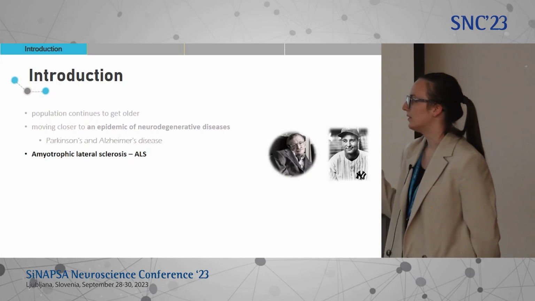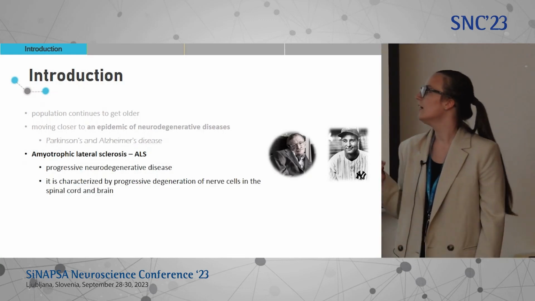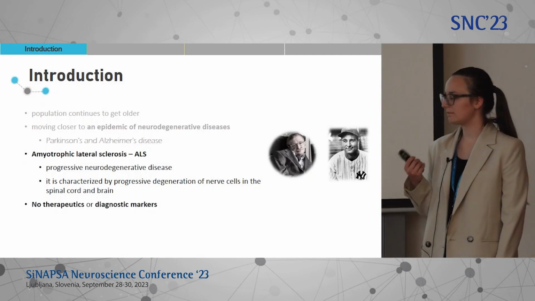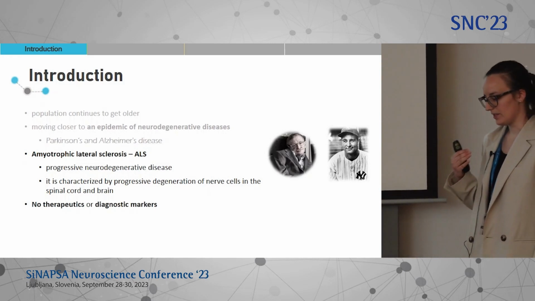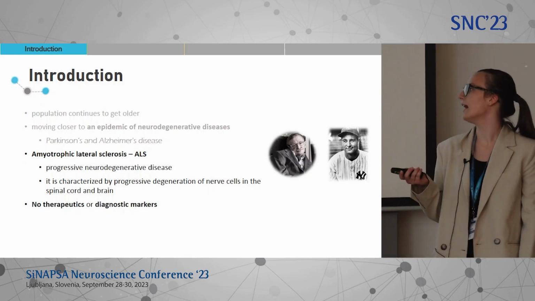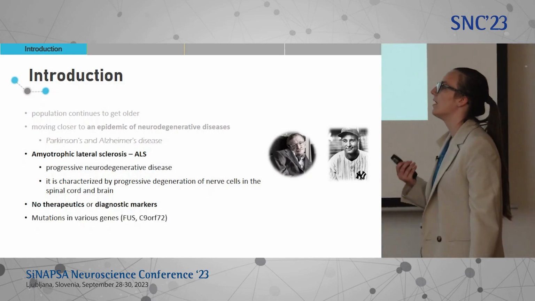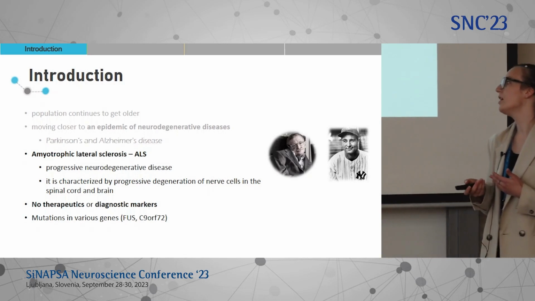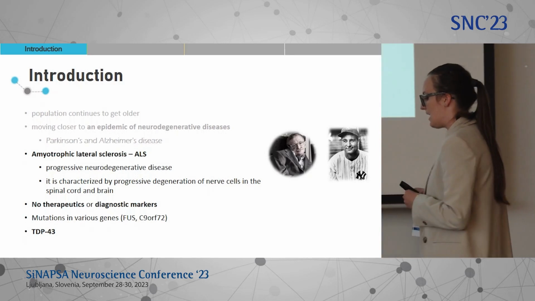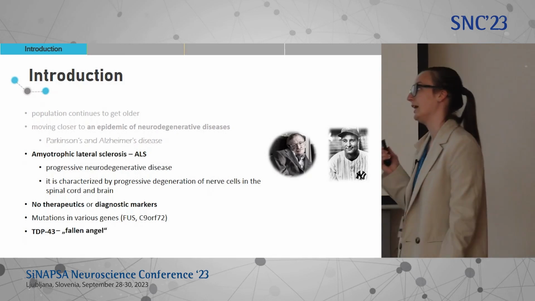You already heard a lot about this disease, but just to refresh our memory, ALS is a progressive neurodegenerative disease characterized by progressive degeneration of nerve cells in the spinal cord and brain. While research into ALS is advancing steadily, we are still lacking efficient therapeutics and early diagnostic markers. To make this problem even bigger, many mutations in various genes, such as FUS, C9orf72, and TDP-43, cause ALS. Now we will shift our focus to TDP-43, which is sometimes referred to as a fallen angel.